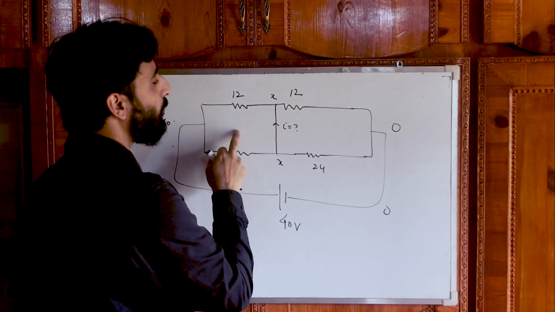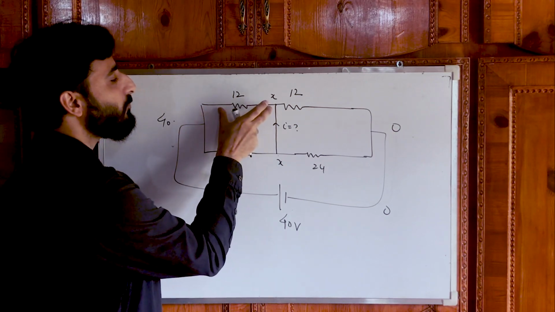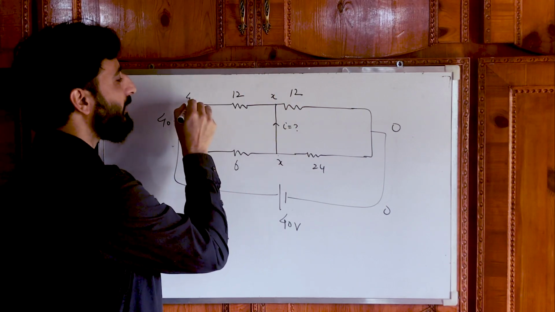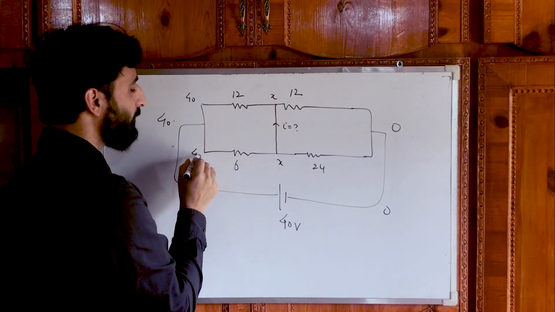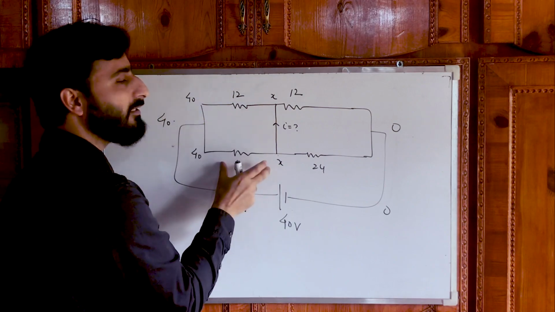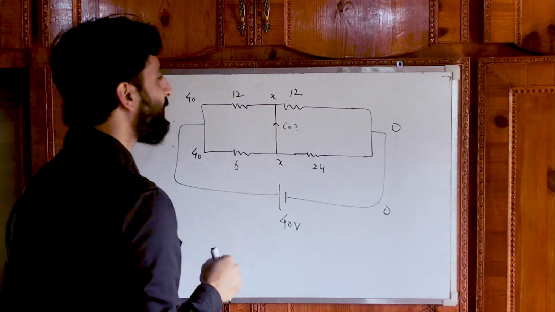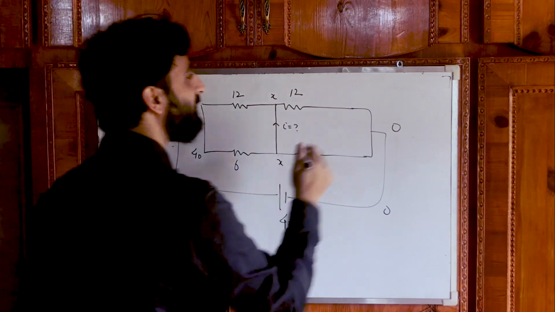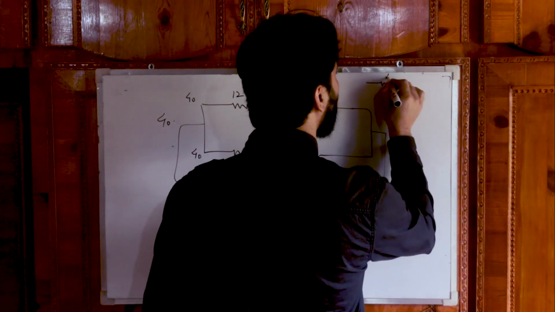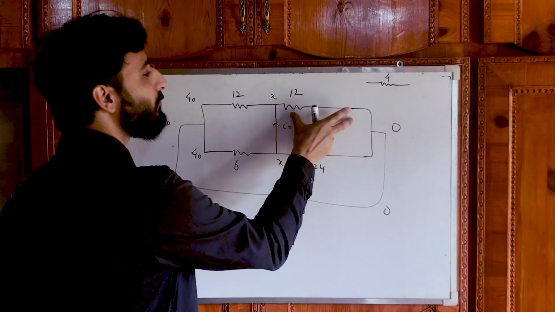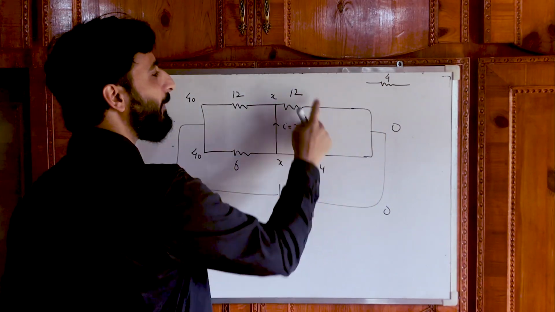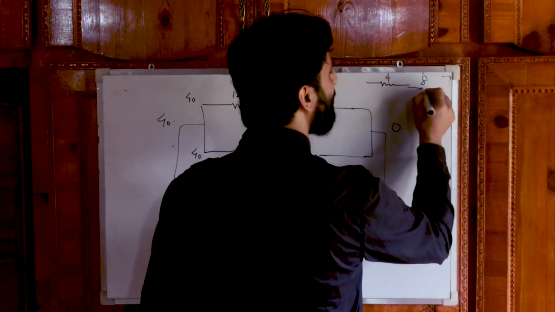But now the potential difference between these 2 points is the same. This is at 40 volt and this point is at X. This one is at 40 volt, this is X. So these 2 are in parallel right now. Now 12 parallel 6, so the resistance value will be 4. Then again these 2, X, X, again in parallel. So 24 parallel 24 will be 8.